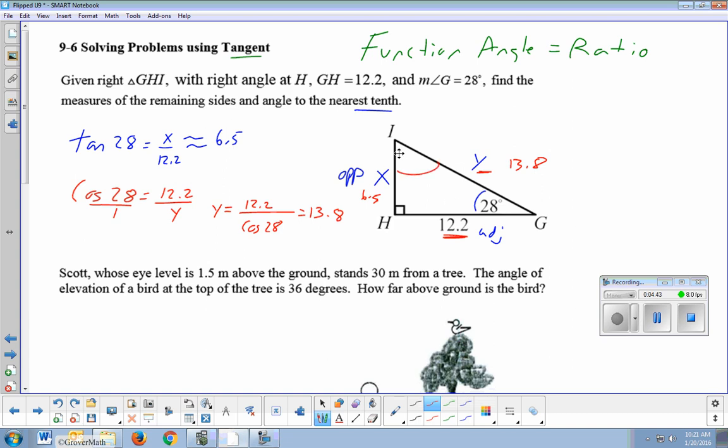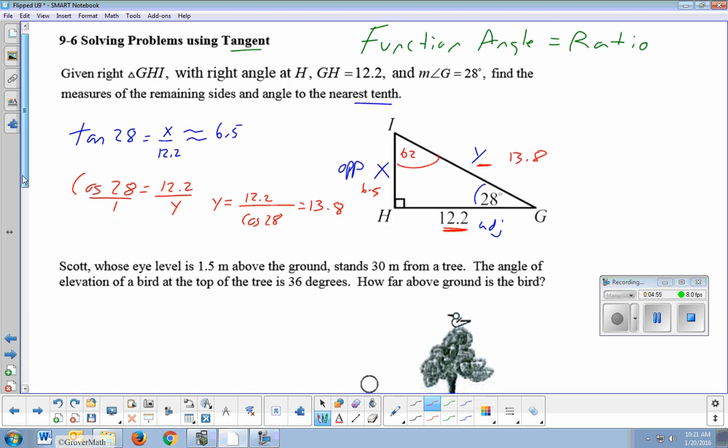That's just three angles. That's 180. So that's going to be 62 degrees.